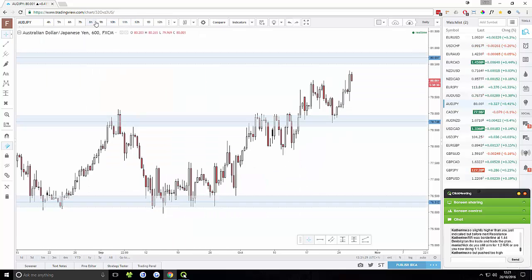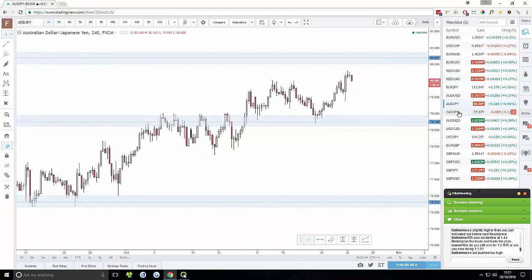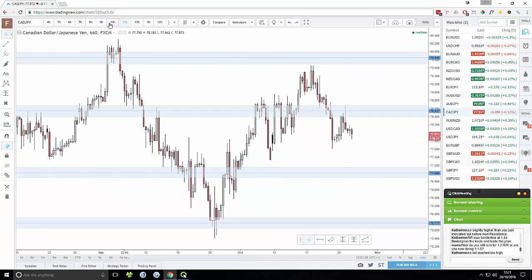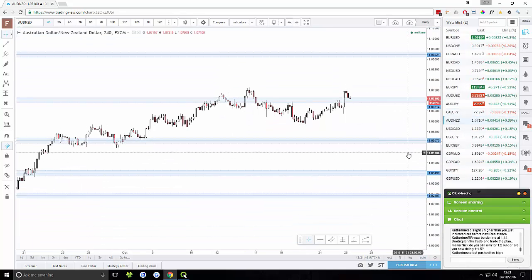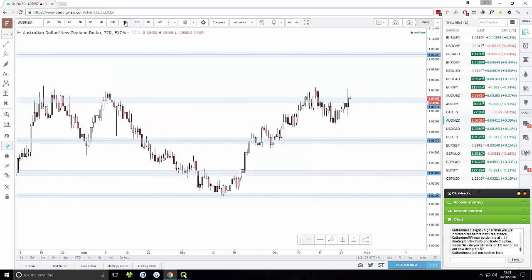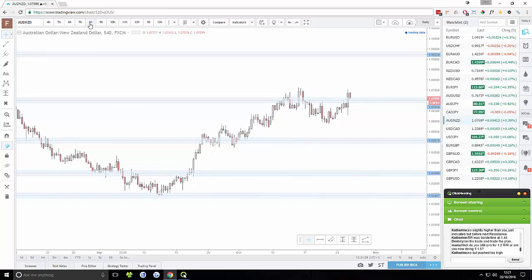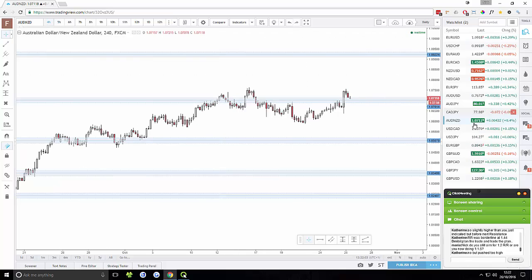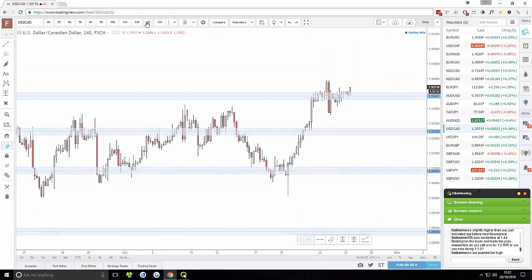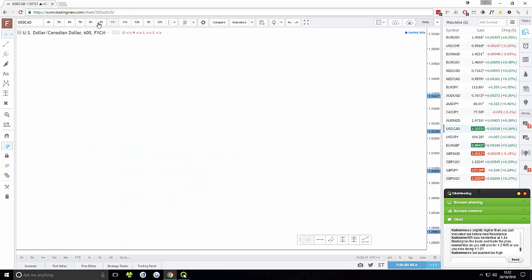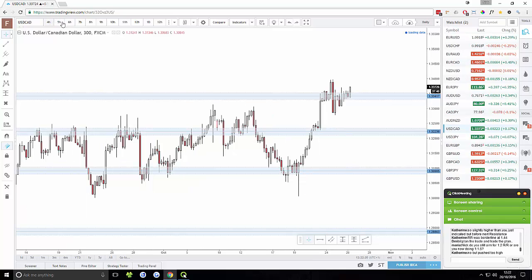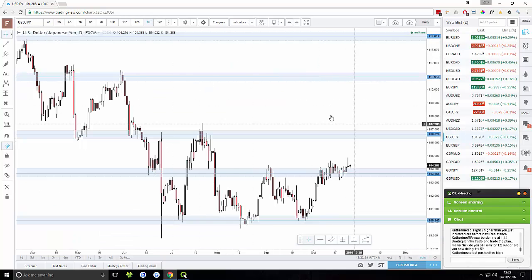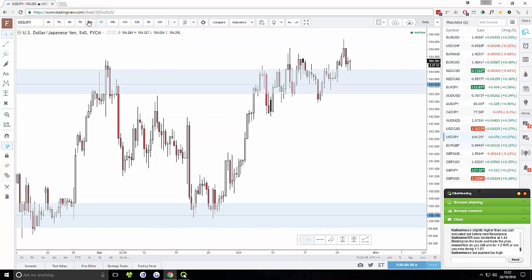Yeah, nothing much happening on AUD/JPY either. Nothing much happening on CAD/JPY. Yeah, nothing much happening here either.